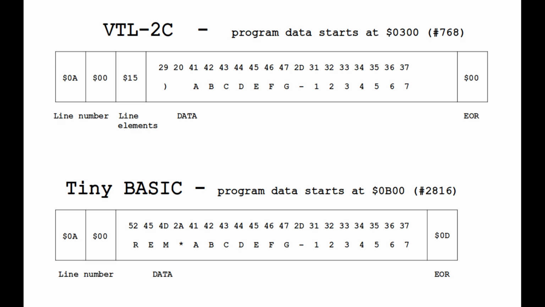And let's just say that you have these pieces of data here. The closed parenthesis is the marker for a comment in VTL2C. We have a space, and then we have some ASCII.